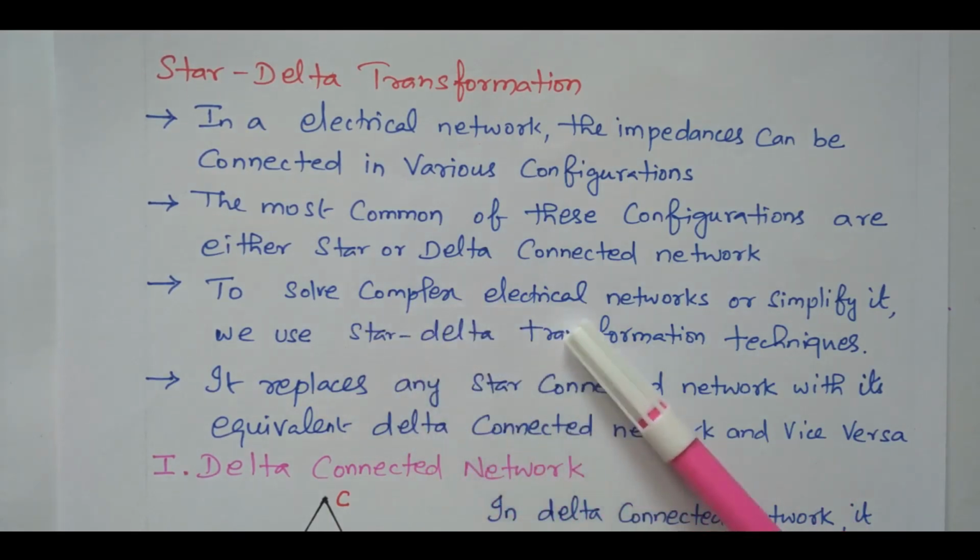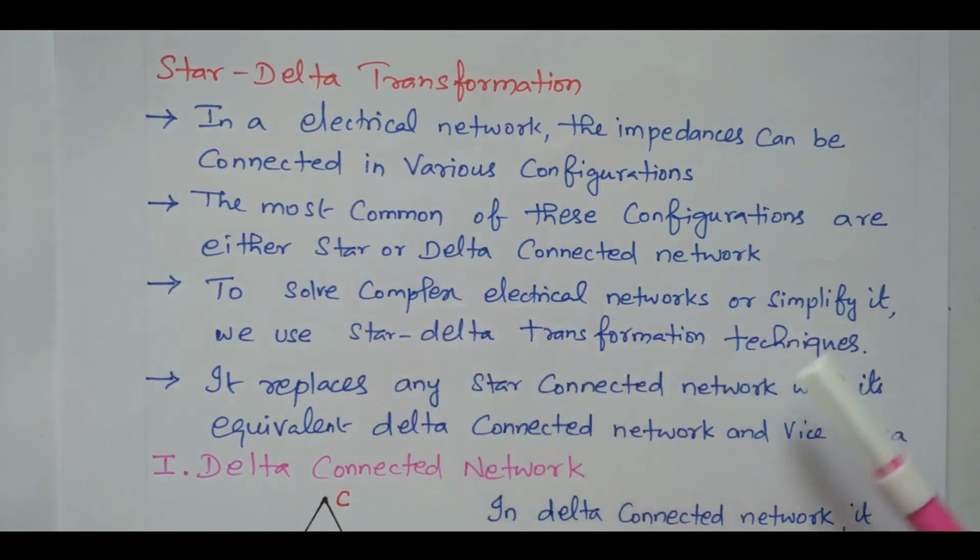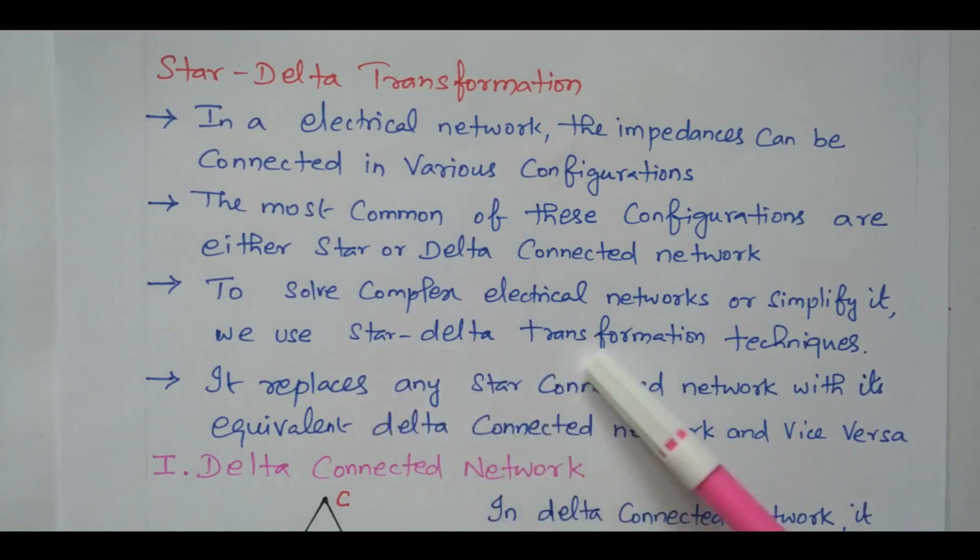To solve a complex electrical network or simplify it, we use the star delta transformation technique. In order to simplify a complicated network, we can convert from star to delta or delta to star, so that the circuit becomes simpler and we can go for further analysis. So we need a star delta transformation technique.